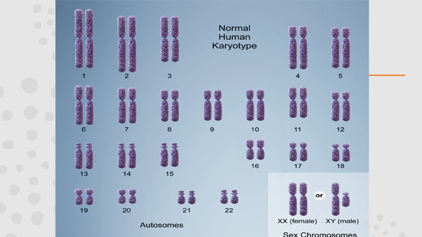So what that means is if you inherit what are called the X chromosomes, let's say you get 2 of those, you would be XX and biologically would develop to be female. If you inherit, let's say, an X and a Y, then biologically you would develop to be male.